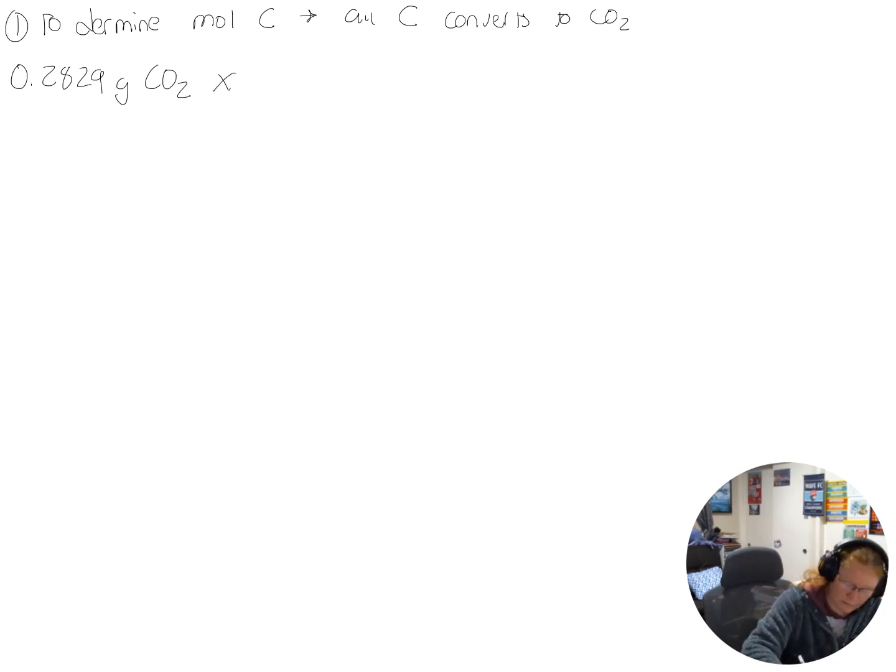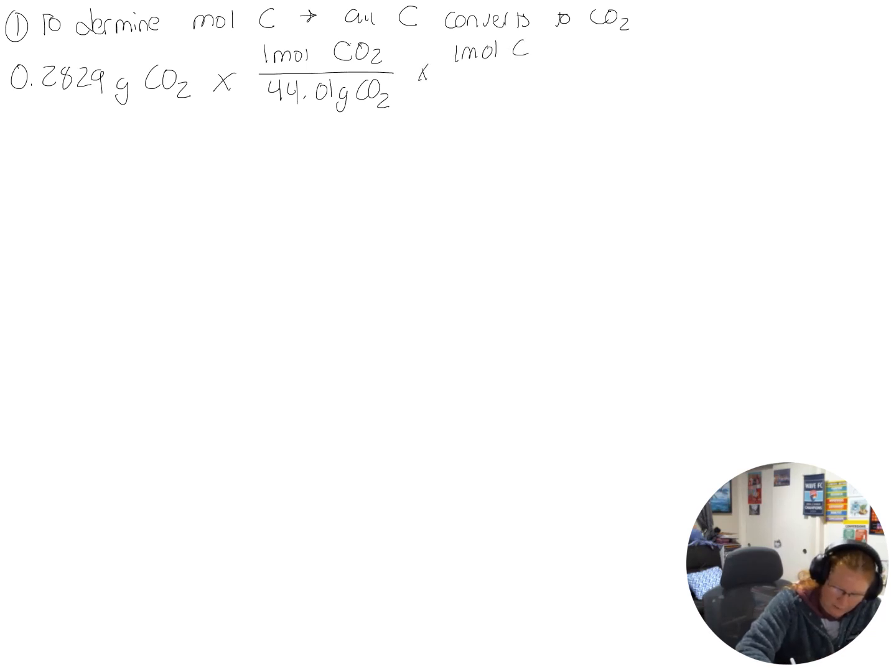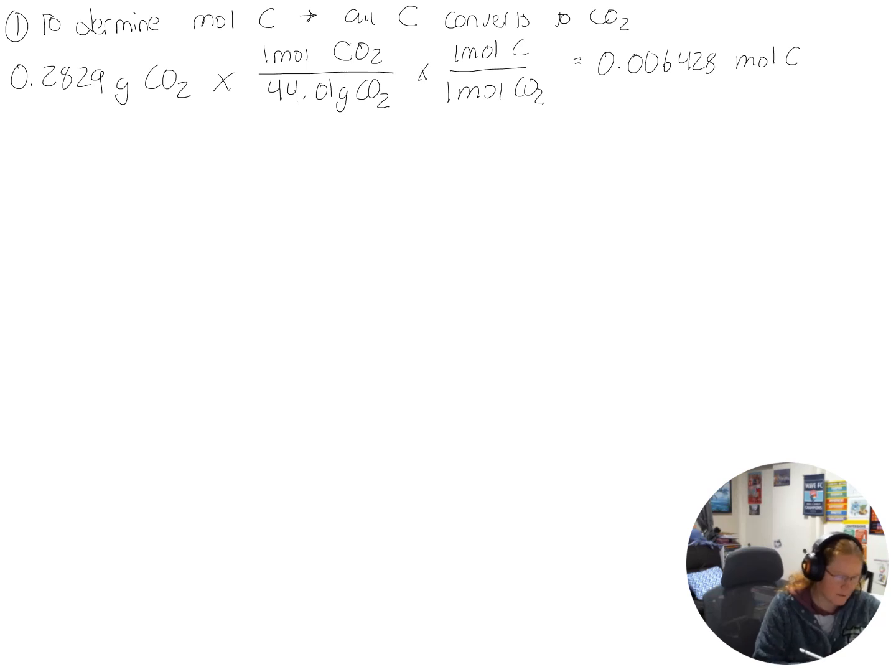All right, I have 1 mole of carbon dioxide in every 44.01 grams. Okay, and I have 1 mole of carbon in every 1 mole of carbon dioxide. And so what I end up with is 0.006428 moles of carbon.